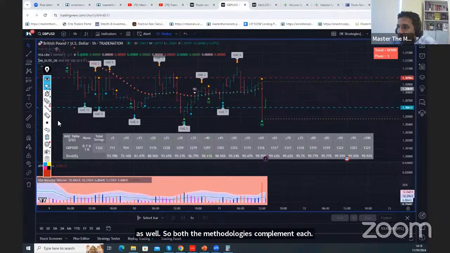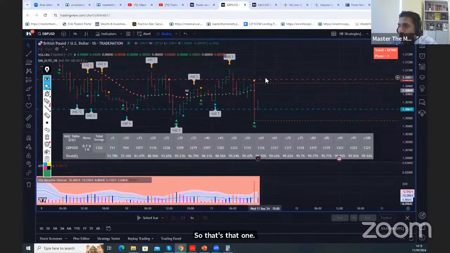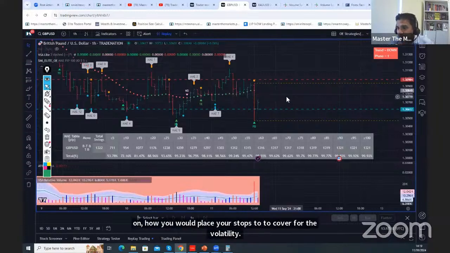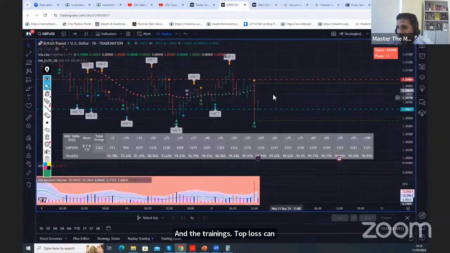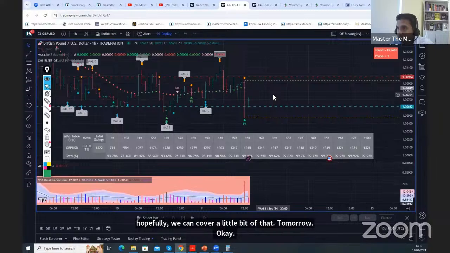Okay, so that's that one there, on how you would place your stops to cover for the volatility. And the trailing stop loss can be done in many ways. I don't have really much time for that. Maybe hopefully we can cover a little bit of that tomorrow. There are a few other things that we can do. So that's on the MAE. Those are the numbers.